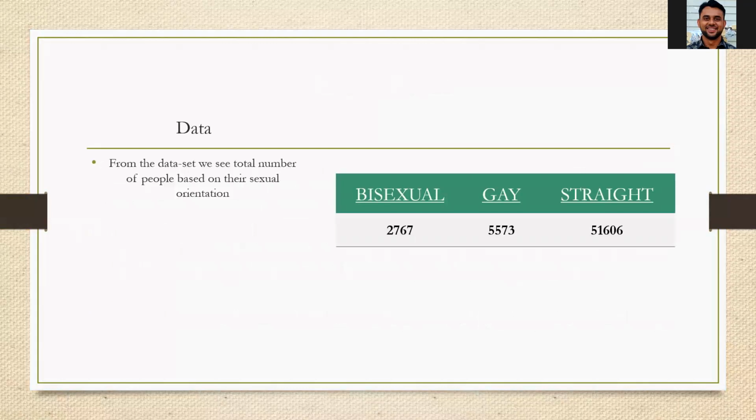So from the data, we see the total number of people based on their sexual orientation: bisexual is 2,700, gay is 55, and straight is 51,000. So from this, we can infer that most of the users who join OkCupid are straight, and the smallest population in the data set is the bisexual people.